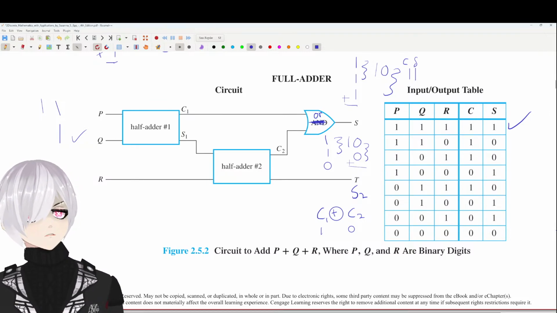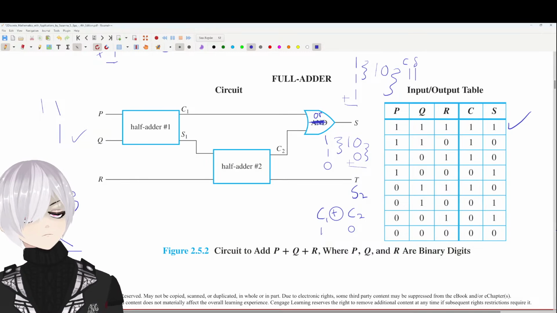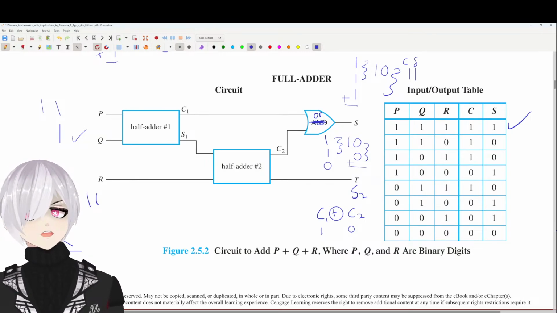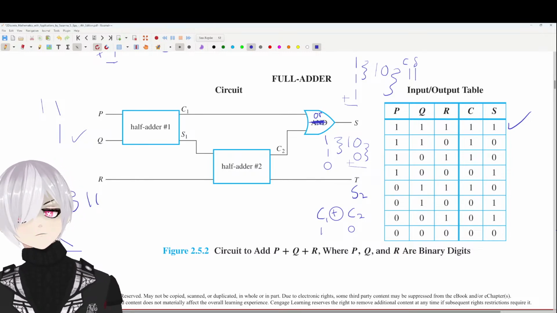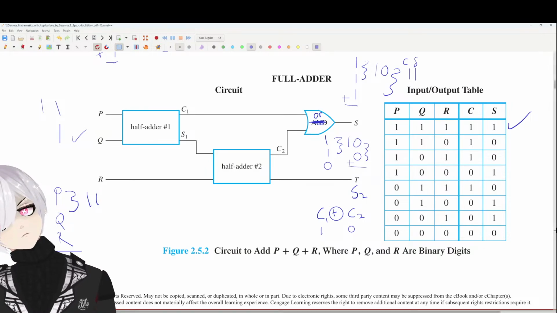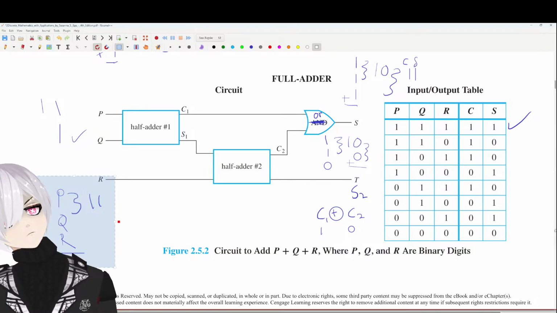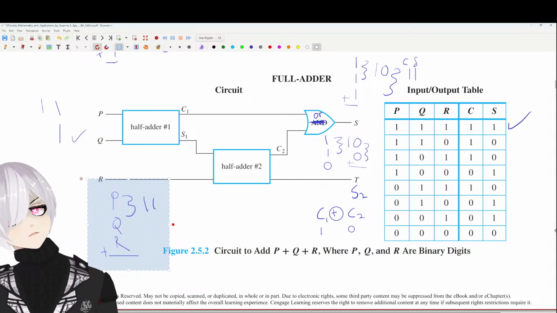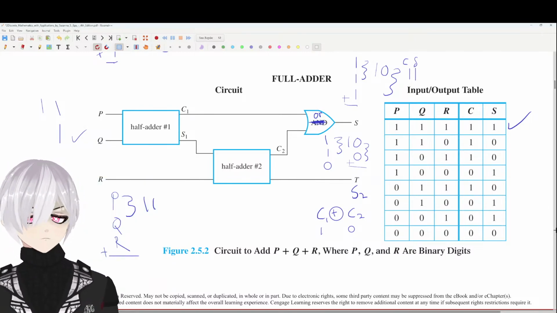So PQR in an addition situation, P plus Q can never equal 1, 1. I guess that makes sense because P and Q are limited. They can only be at most 2, whereas 1, 1 would be 3. Yeah, exactly.